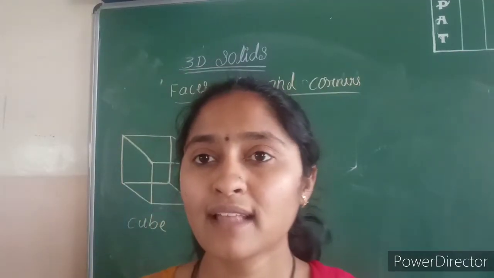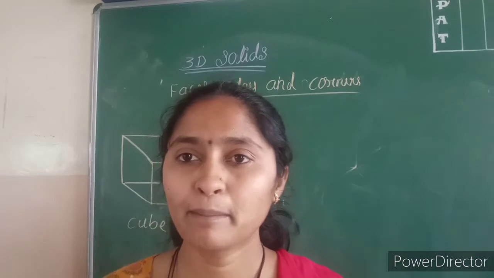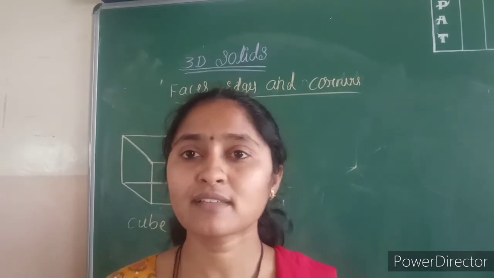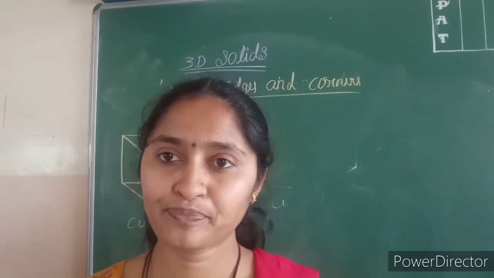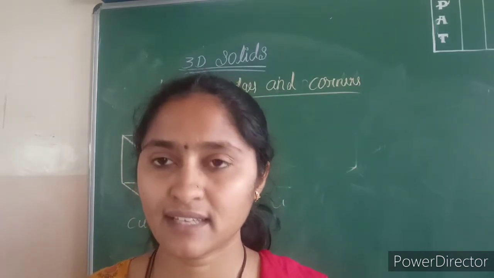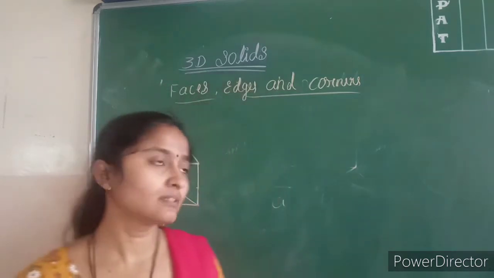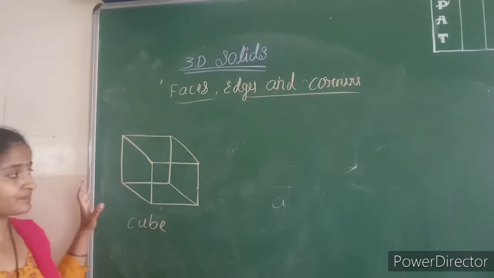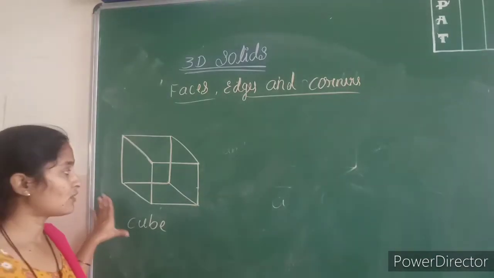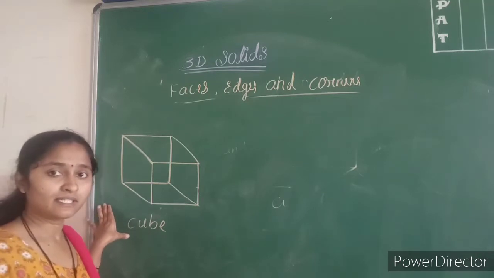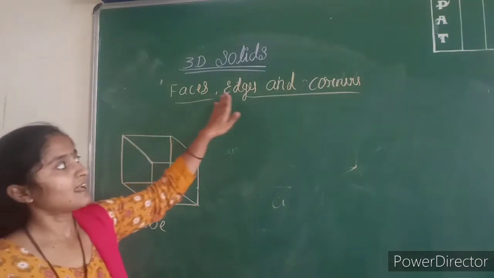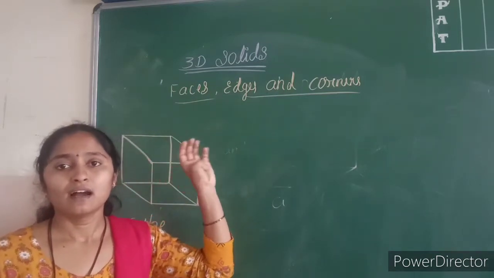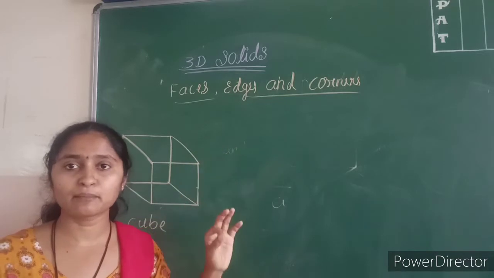Now students, 3D solids have length, breadth and also thickness. But plane figures have only length and width, they don't have thickness. So let's learn about 3D solids one by one. The first one is cube. These 3D solids have length, breadth, thickness and also faces, edges and corners. In plane figures we just learned edges and corners. Edges are nothing but sides.